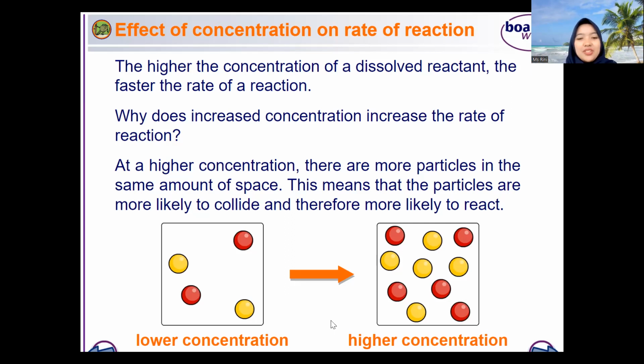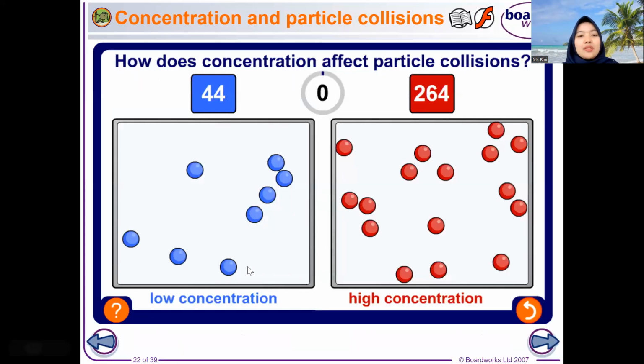So that's the explanation. If we count the total collisions, in the low concentration it is around 44, but in the high concentration we have around 264. See, it's very different. So yes, it's about the concentration.